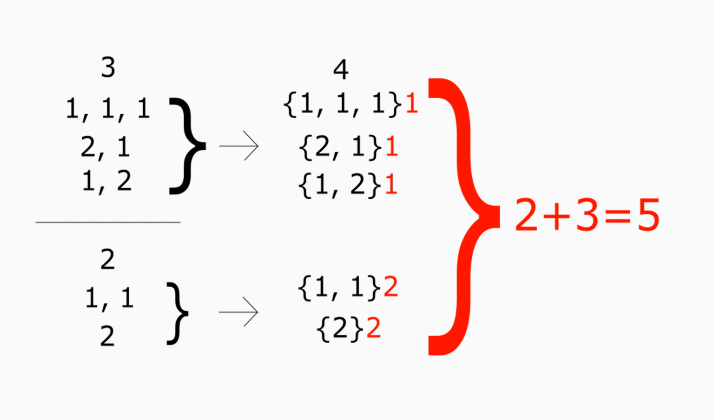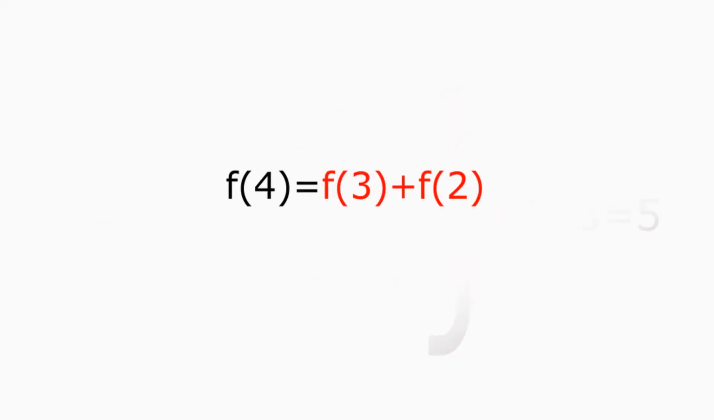I listed them on the screen, and you can see there are 5 possible ways, and all 5 of them are unique. So every number is the sum of the previous 2. And that's how we can approach this problem.